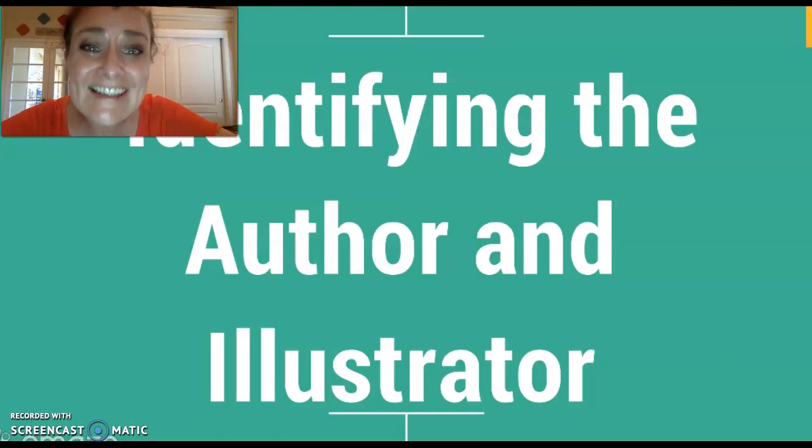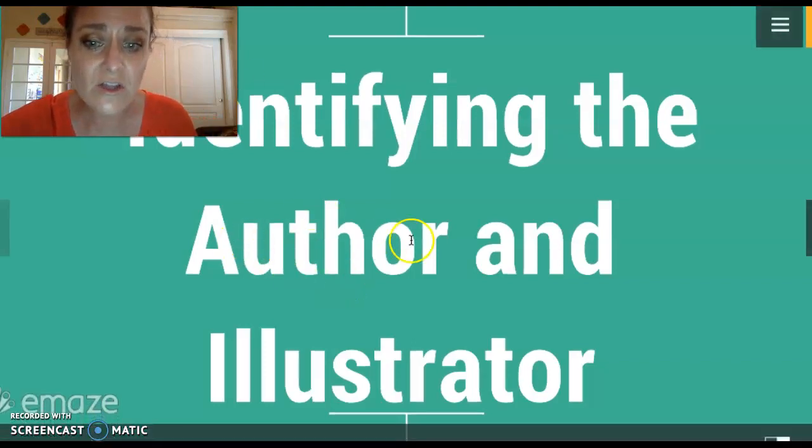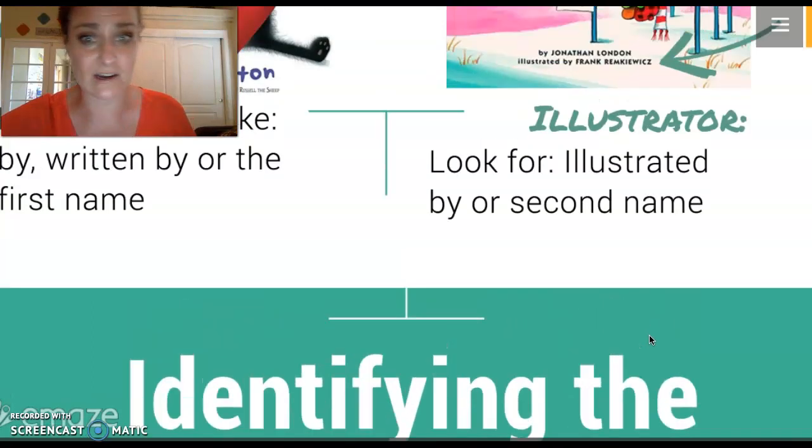Okay, my friends, today we are going to learn something special about some books. We've looked at books and we've been able to identify the title of a book. That's the name of the story that we're reading. But now we're going to focus on identifying the author and the illustrator. So, what is an author and what is an illustrator?